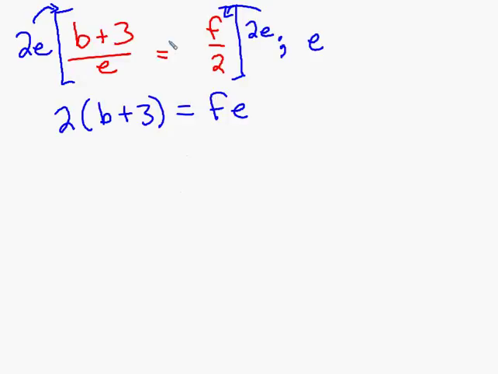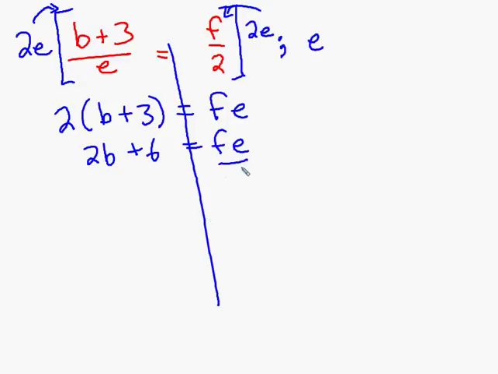Now what would I do? Distribute. What do we get? 2b plus 6 equals FE. Okay, and now what? Divide by 2b. Careful. What am I solving for? E. So what do I divide by? F. I'm solving for E. You want to keep in mind what you're solving for. So I get 2b plus 6 all divided by F.